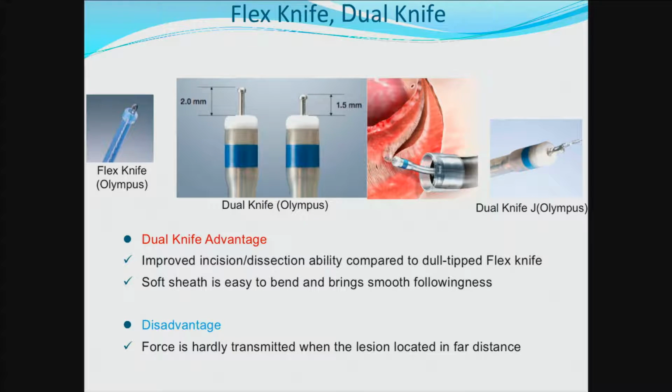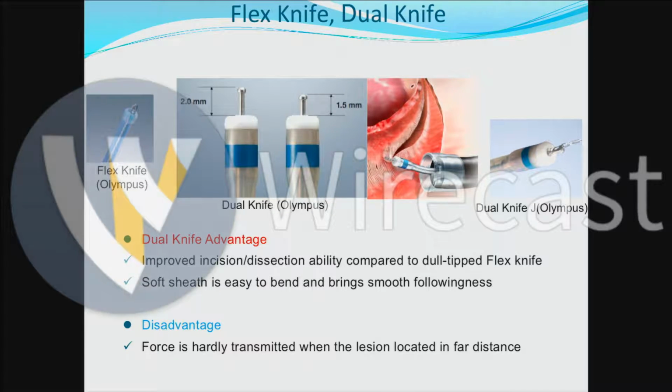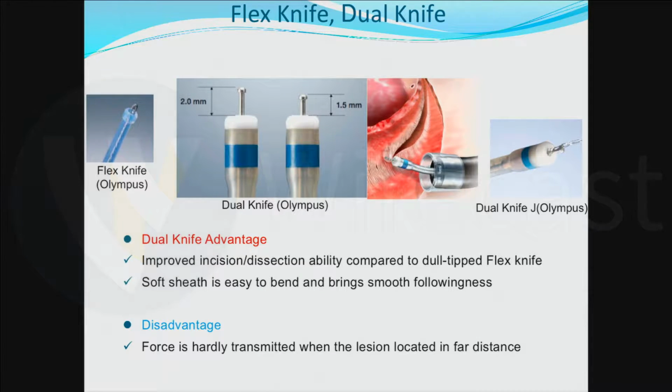Flex knife was the second non-insulated knife after the needle knife, but now it has developed into the Dual knife. The Dual knife has improved incision and dissection ability compared to the conventional Flex knife, and its soft sheath is easy to bend and brings smooth followingness. But force is hardly transmitted when the region is located at too far a distance.